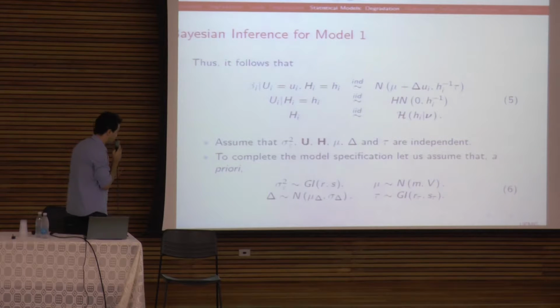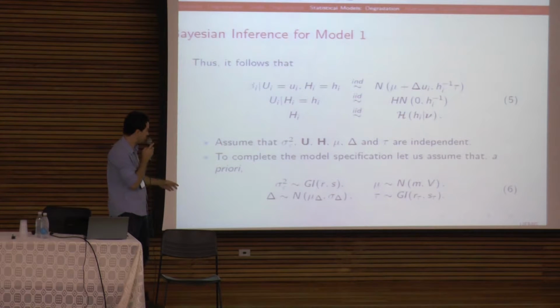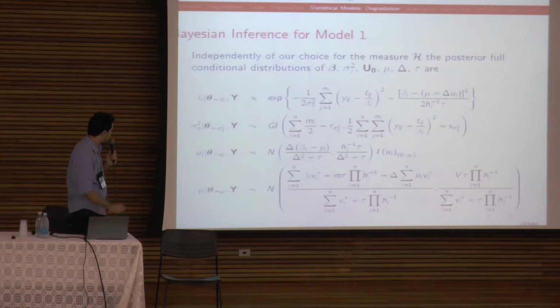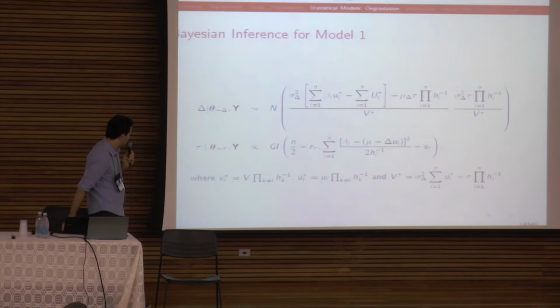And to complete the specification of the model, we assume that a priori the parameters are distributed following these distributions. GI, I forgot to change from Portuguese to English, is the inverted gamma distribution. Independently of the choice of the measure H, which is very nice, most of the conditional distributions are in closed form. So the full conditionals are in closed form. We can use Gibbs. For beta i, we don't have a closed form. But for the other parameters, we have a closed form.